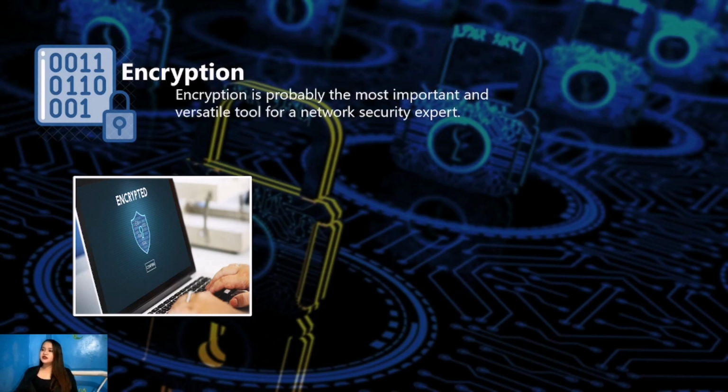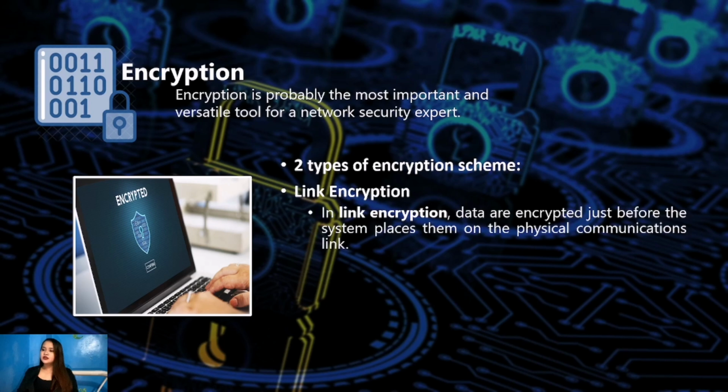Encryption. Encryption is probably the most important and versatile tool for a network security expert, because networks often involve even greater risks. They often secure data with encryption, perhaps in combination with other controls. There are two types of encryption scheme. Number one is the link encryption. In link encryption, data are encrypted just before the system places them on the physical communications link. Link encryption is invisible to the user.